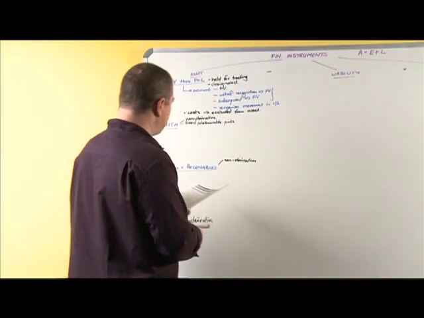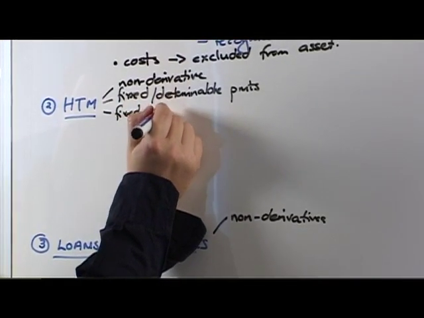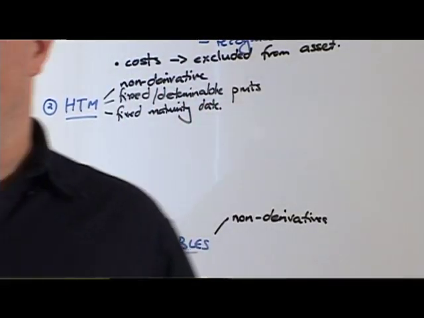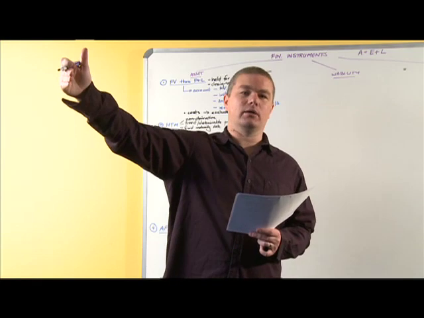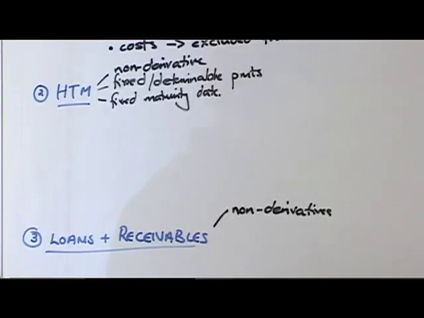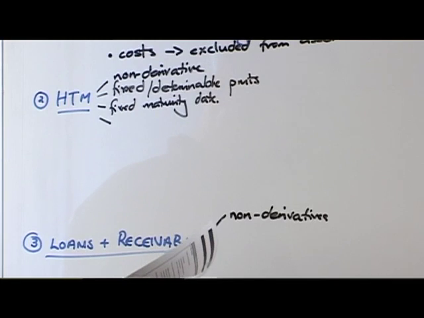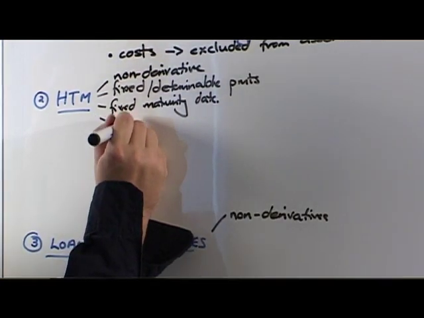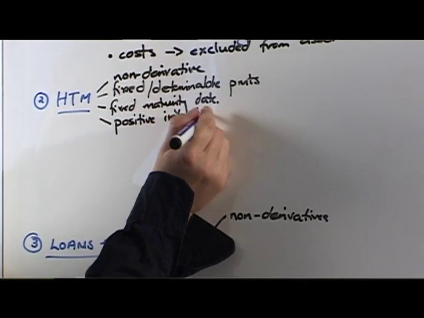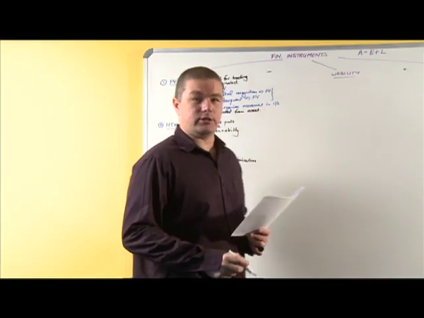Okay. The next is it must have a fixed maturity date. All right. In other words, there must be a point in time when it will actually expire. With a government bond, obviously, the government, you cash it in and the government pays you back the monies. All right. And the final one, all right, and a very important one, is the fact that you must have the positive intention and ability to hold to maturity. All right.